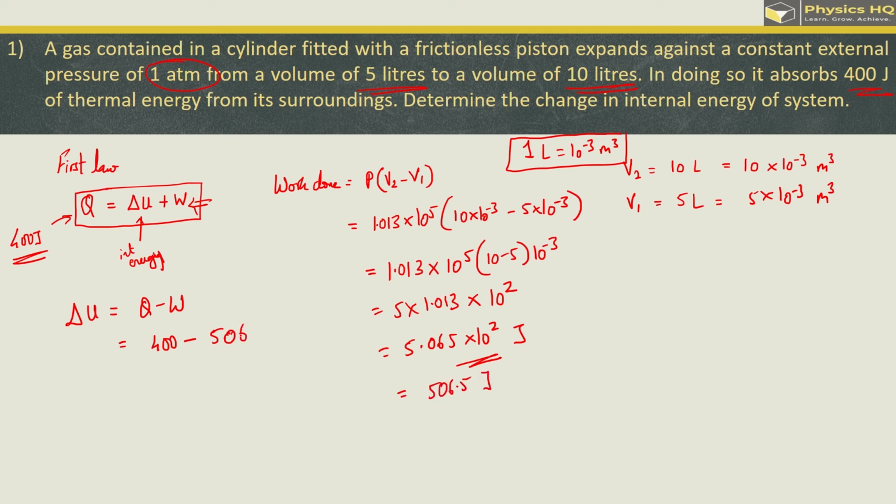So 400 minus 506.5 will give us the answer as 106.5 with a minus sign. So this is the change in internal energy. Now this minus sign over here tells that the internal energy has decreased. Okay, so the change is minus 106.5 joule. Hope you all understood this. Let us check out the next sum.